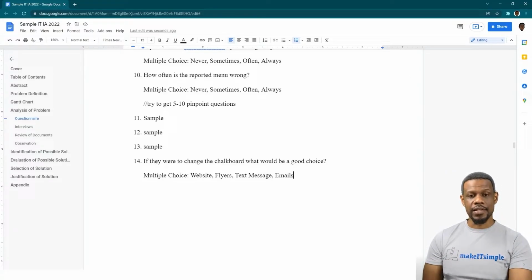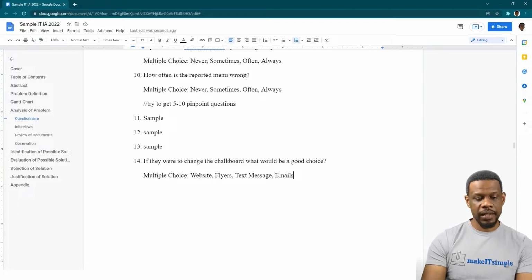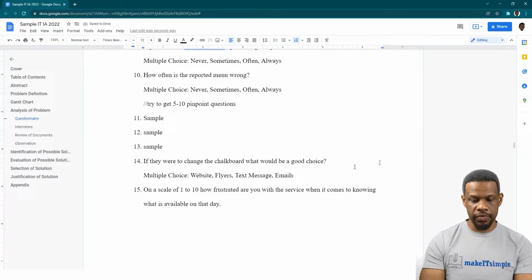So you could always justify that. So you could still use this answer as a reason for justifying that there is an issue, because they clearly show that they don't want the chalkboard. And then some things would be like, let's say, on a scale of 1 to 10, how frustrated are you with the service, when it comes to knowing what is available on that day, right? On that day.